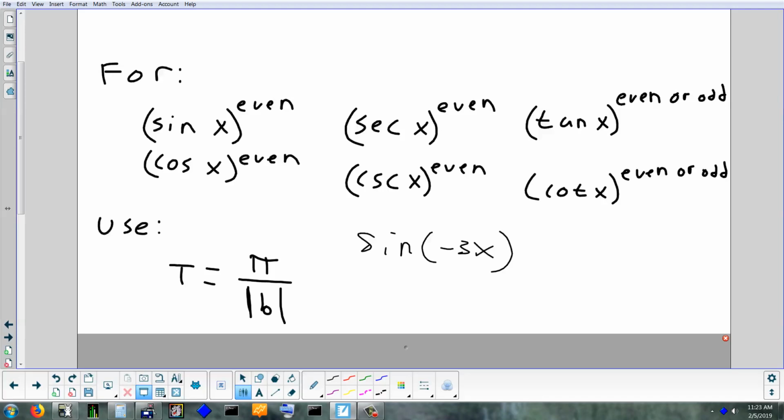What was the other formula? We had pi over b and 2 pi over b. So you use 2 pi over b for everything that's not mentioned here. Sine to an odd, cosine to an odd, secant to an odd, cosecant to an odd. We already covered everything with tangent and cotangent.